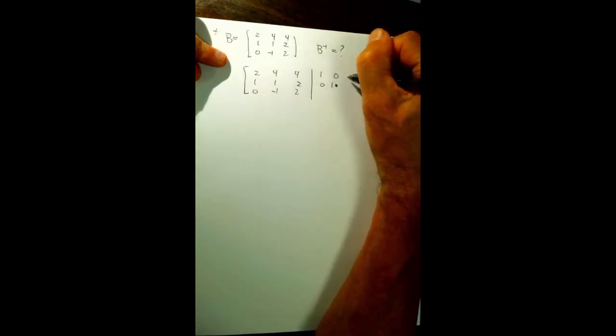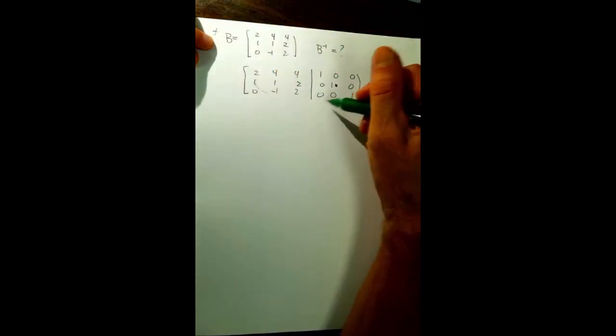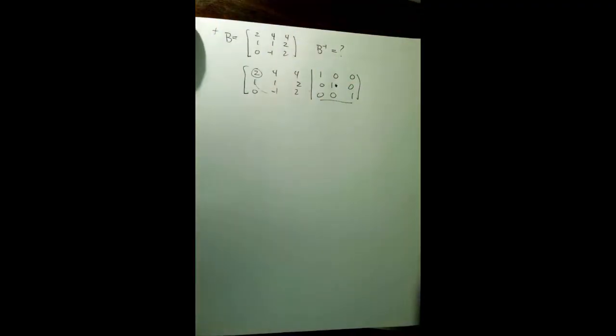So 1, 0, 0, 0, 1, 0, 0, 0, 1. I'm going to put this in reduced row echelon form. If I end up with an identity matrix on the left, then whatever I have there is going to be my inverse. If I cannot get an identity matrix on the left, no inverse exists. So let's go with find my pivot. Pivot's going to start off there, and I'm going to try to make zeros below it.